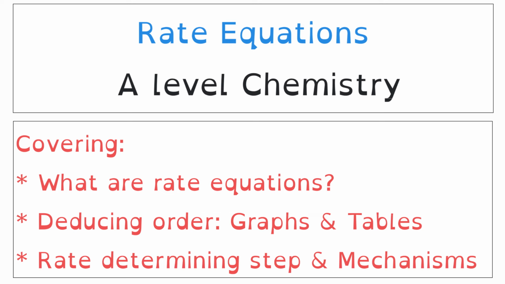Hello and welcome to this A-level chemistry video about rate equations. We'll start by taking a look at what rate equations are, including covering the rate constant. From there we'll move into deducing the order from both graphs and tables, and we'll finish by focusing in on the rate determining step and how that can inform us about mechanisms for a reaction.